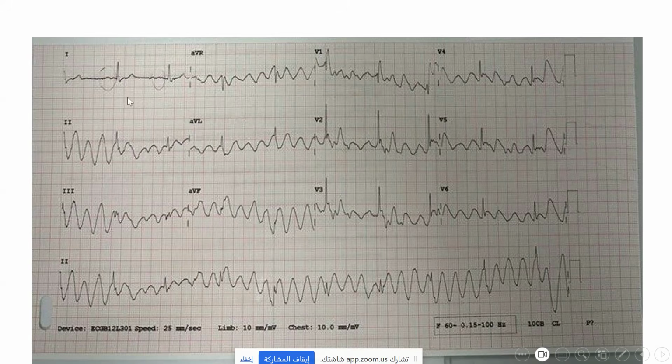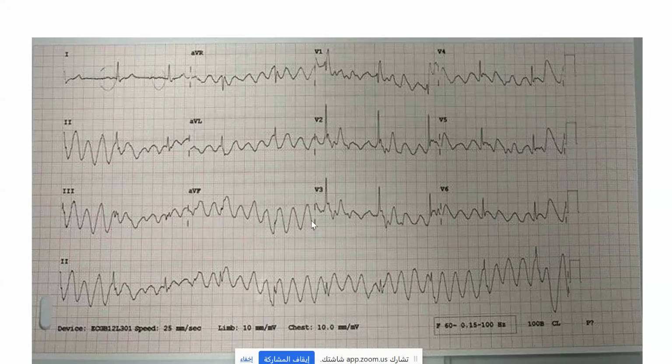If you have one lead with no artifact, lead 1, against the other 11 leads, the others are likely artifacts. Clear?